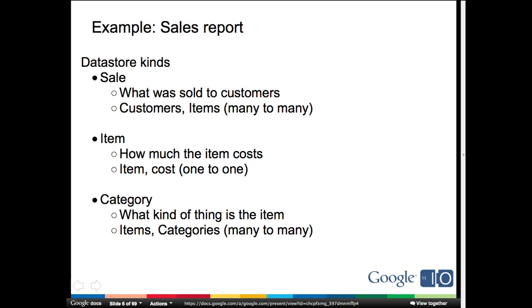I wanted to use a real example that I think everyone can relate to. I was going to do a contrived example, but I think this one's more solid: a sales report. We've got simple datastore kinds, tables. We've got sales, what was sold to a customer, which is basically customers to items, a many-to-many table. We have the items and how much they cost, item to cost, which is one-to-one. And then we have categories of things, so what kind of thing an item is. Items have many categories.